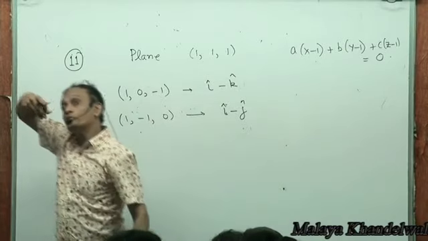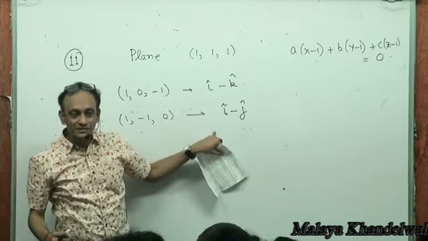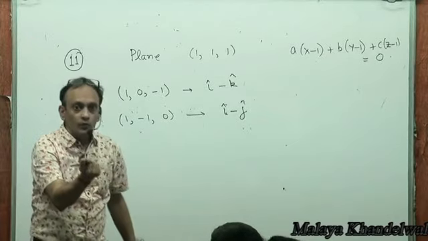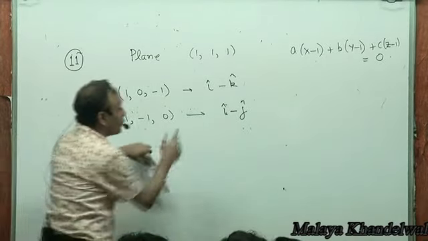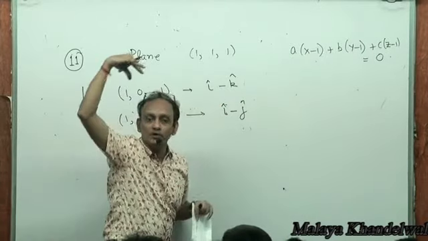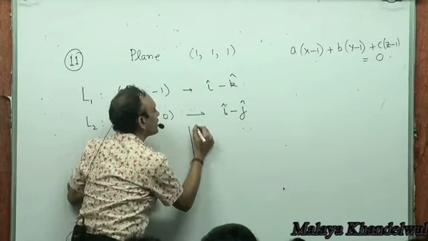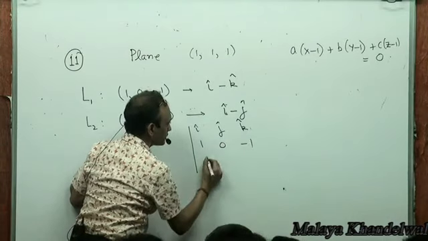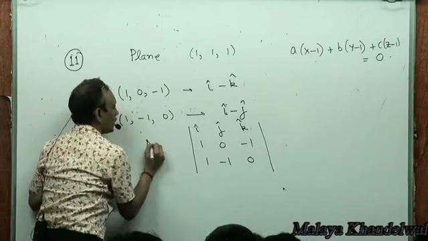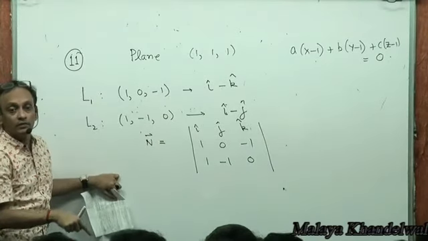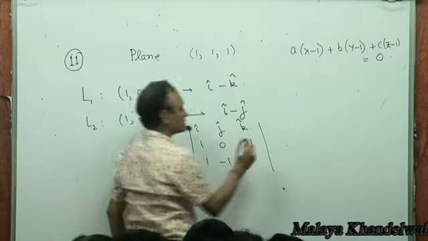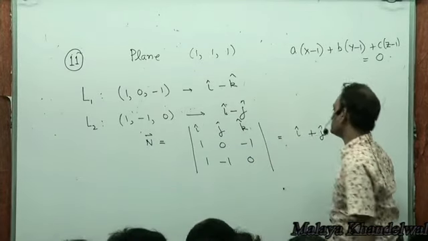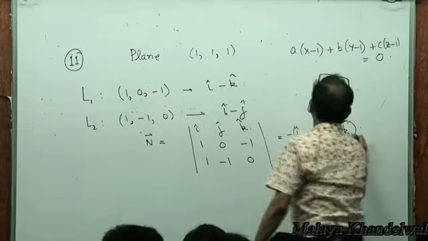That means the normal to the plane will be perpendicular to both these vectors. That means the cross product of these two vectors will give me the normal to the plane, A i cap plus B j cap plus C k cap. How do I take the cross product of these vectors? i cap, j cap, k cap; 1, 0, minus 1; 1, minus 1, 0. This will give me a normal to the plane, which turns out to be i cap plus j cap plus k cap. Minus does not matter.